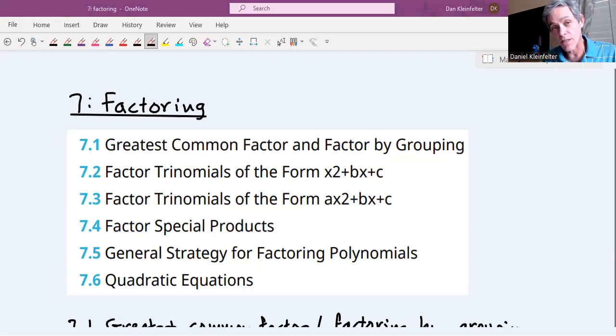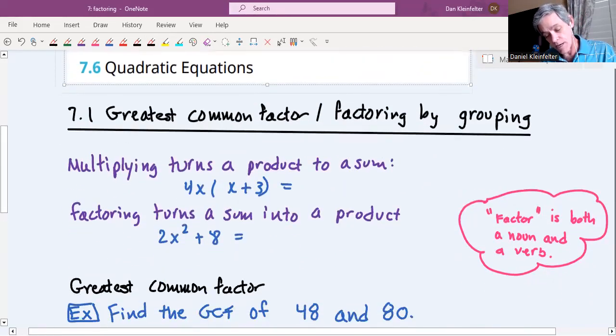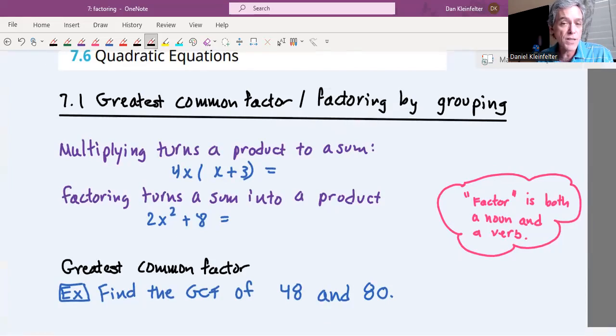And in this video, we're going to start 7.1 by looking at common factors. So the first part here is just to remember how multiplication and factoring are related. Multiplication turns a product into a sum. Here we have 4x times x plus 3. That is a product of 2 things. If we multiply that using the distributive property, we'll have 4x times x, which gives us 4x squared, and then plus 4x times 3, which is 12x. So that turned it from the product in blue to the sum in black.